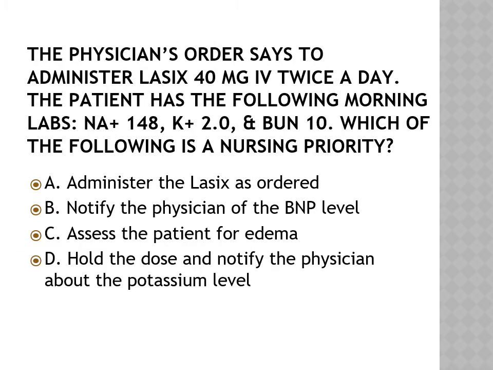The physician order says to administer Lasix 40 milligrams IV twice a day. The patient has the following morning labs. Sodium is 148, potassium is 2, and BUN is 10. Which of the following is a nursing priority? The answer is D, hold the dose and notify the physician about the potassium level. So remember, Lasix removes potassium from the body. Normal potassium range is 3.5 to 5. The potassium here is 2, which is low, and that is essentially why we would want to hold this medication.